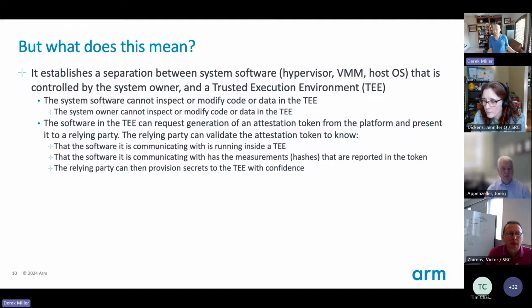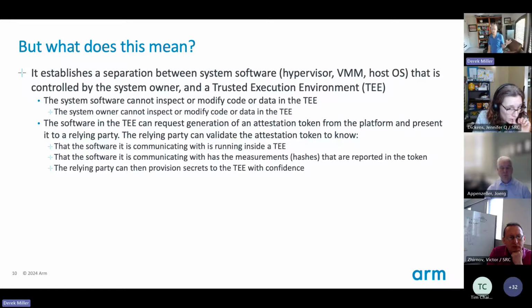The software in the TEE, this is key, and this is actually the part that gets left out the most often, is the software inside the trusted execution environment can request generation of an attestation token from the platform, and then it can present this token to a relying party. The relying party can then validate the attestation token to know a couple of things: that the software that it is communicating with is truly running inside a trusted execution environment, and that the software that it is communicating with has the measurements that it's expecting that are reported in the token.